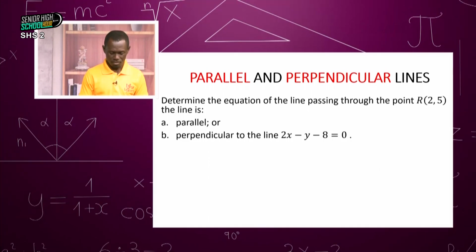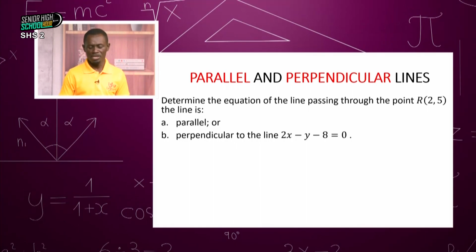So you could be asked to determine the equation of a line passing through a point which is parallel to a line, or perpendicular to a line. All you need to do is, for the line you have been given, find its gradient. If the second line ought to be parallel to it, then that line will have the same gradient. If the second line, which you are supposed to determine, is perpendicular, then the product of the two gradients must be equal to negative 1.